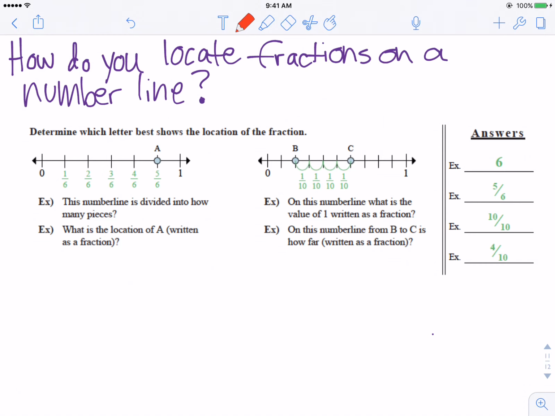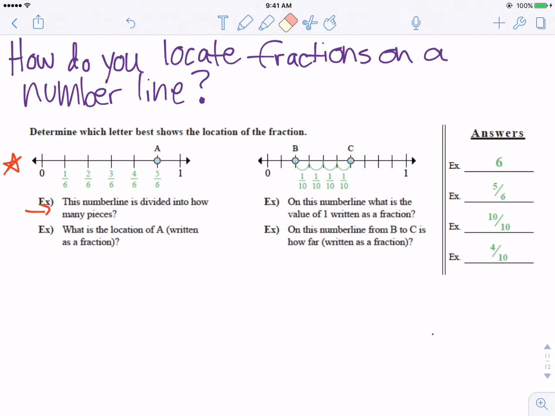This tutorial will explain how to locate fractions on a number line. So if you take a look at the first example, we have a number line here. The first example question asks you, this number line is divided into how many pieces? Anytime you're given a number line, you first need to notice that it starts at 0 and it ends at 1. So the pieces that we're talking about are all of these pieces that come in between 0 and 1.